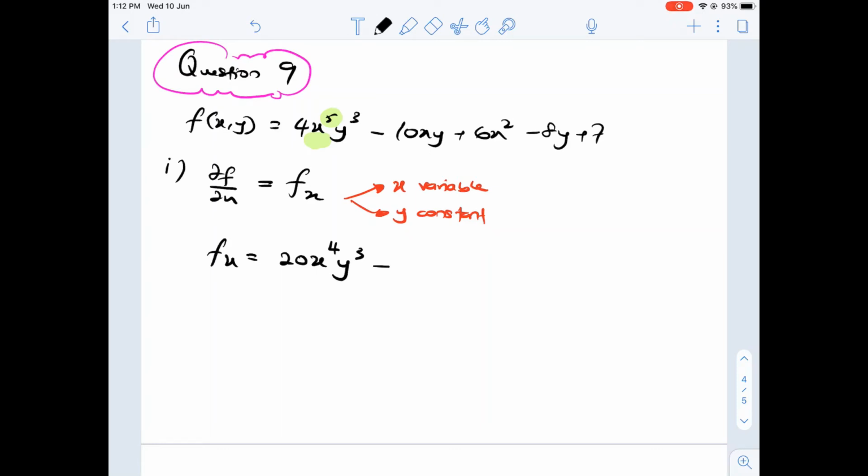Next, minus 10xy. Differentiating 10xy with respect to x, we get negative 10y. Then differentiating 6x squared, we get 2 times 6, which is 12x. In this case, negative 8y is just a constant, the same condition as 7. So differentiating negative 8y with respect to x, we get 0, and differentiating 7 also gives 0. So this is the answer. Finish.